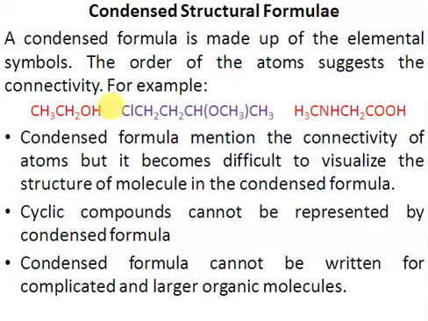Just for example, consider this structure. We have chlorine bonded with CH2, CH2 bonded with CH2, then we have CH, and here we have this bracket. Whenever a bracket comes, understand this is a substituent at this position. So there is a methoxy group attached to this carbon here, and there is a methyl. Similarly, we have a methyl here. This is bonded with NH, NH bonded with CH2, and CH2 bonded with a carboxylic acid. The condensed formula becomes difficult when the structure of a molecule becomes more complicated.